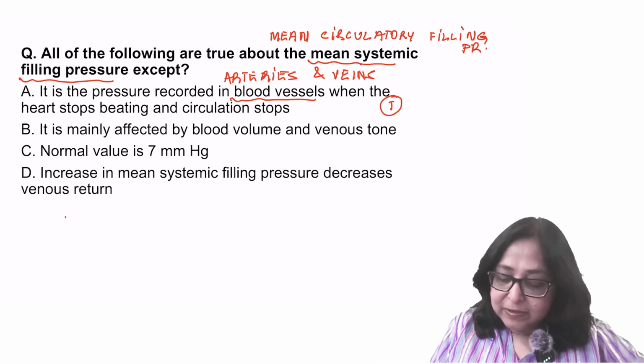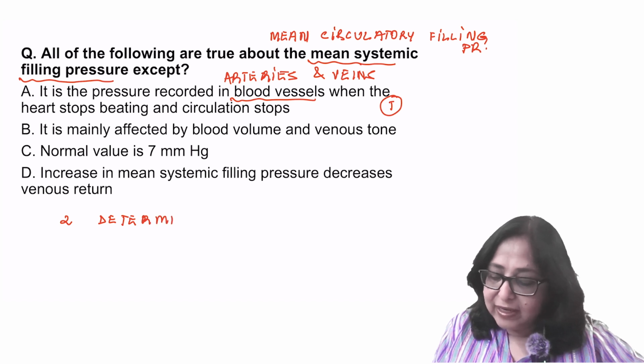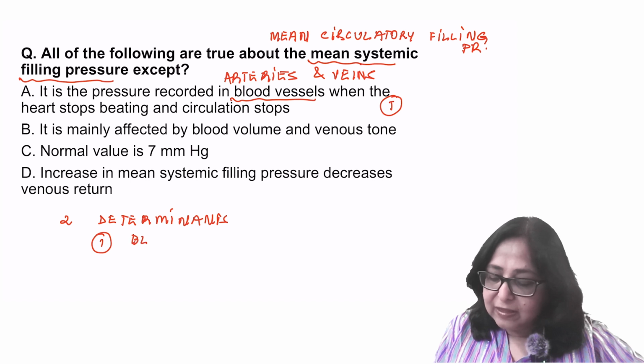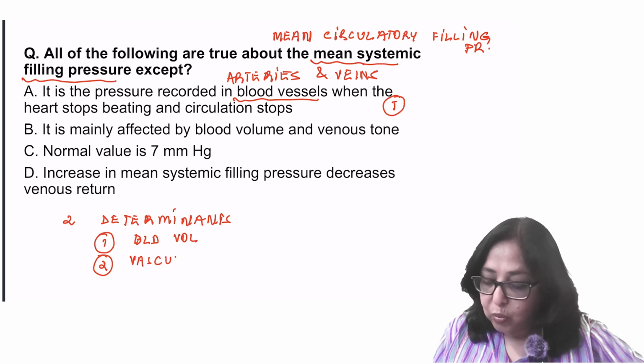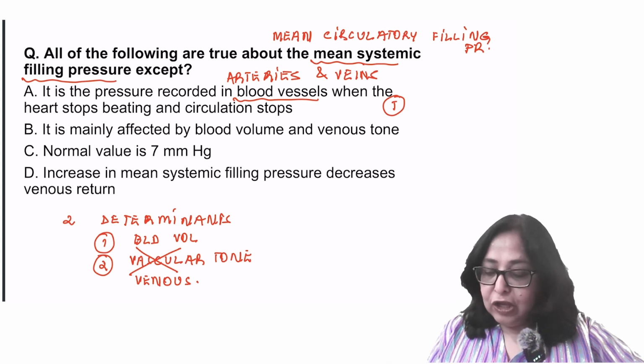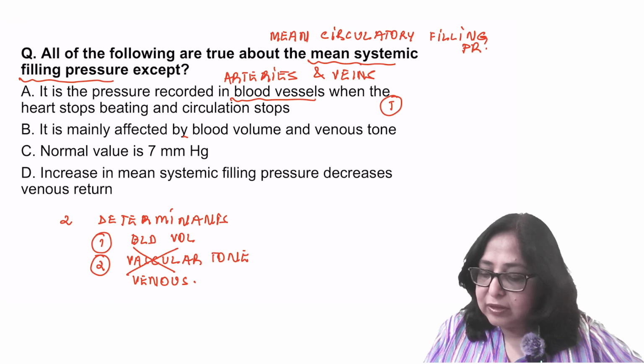Now, there are two determinants of the mean systemic filling pressure. Which are the two determinants? Number one is blood volume. More the blood volume, more will be the mean systemic filling pressure. And number two is the vascular tone. But more important than vascular tone is the venous tone. So it is mainly affected by blood volume and the venous tone.